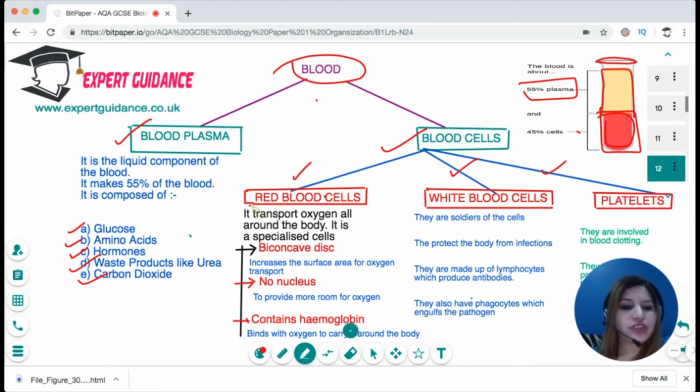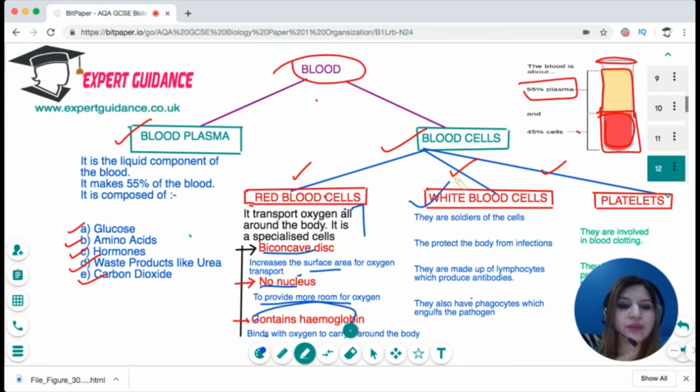The function of the red blood cell is to transport oxygen all around the body, and it's a special cell. Why is it a special cell? Because to carry out this special function, it has special adaptations. They are in the form of a biconcave disc, which increases the surface area for oxygen transport. They have no nucleus, so that they can have more room for oxygen, and they contain a pigment called hemoglobin, which binds with oxygen and carries it all around the body.